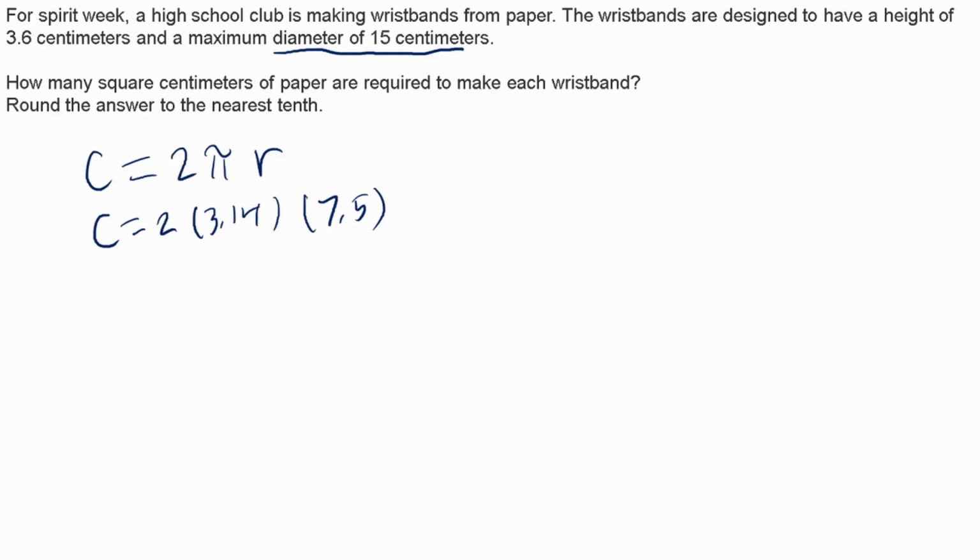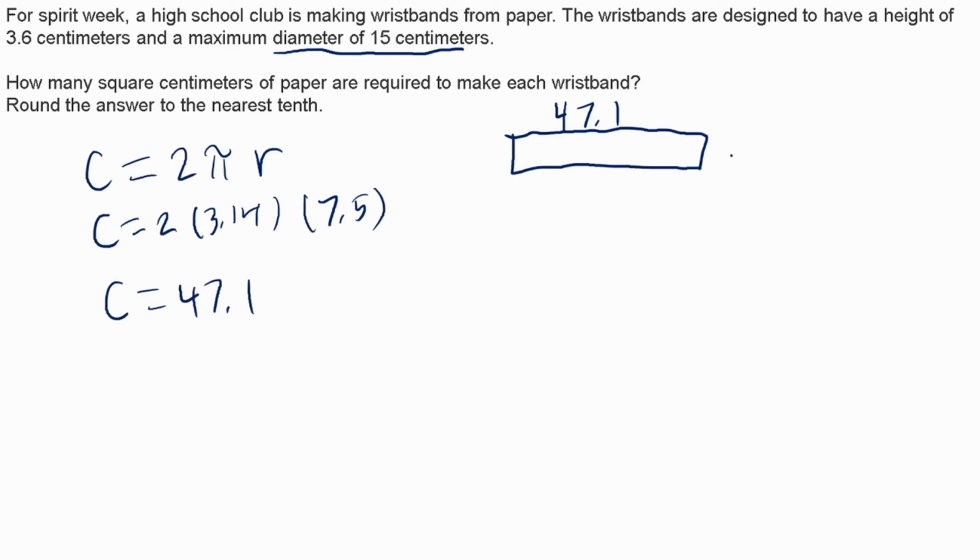Let's multiply this out. And when we do multiply this out, we get 47.1. So our circumference is 47.1. And what that actually means is if we have this rectangle, pretend like this is this strip of paper. If we wrap this around our wrist, it would make a circle.